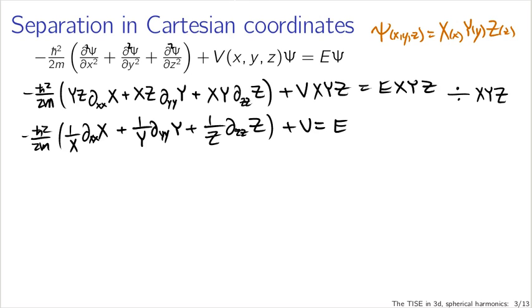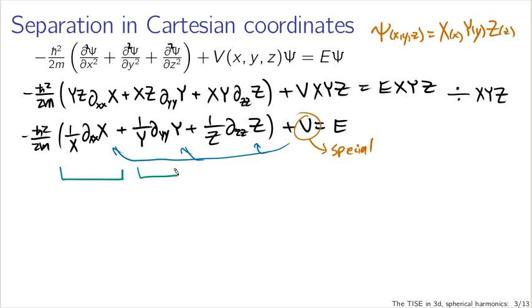Now if, and there have to be some special circumstances here, if I can express this V in some simple way, if this V does not depend too much on x, y, and z, or if it depends on x, y, and z in a way such that I can put the x-dependent parts there and the y-dependent parts there and the z-dependent parts there, I can split this up. Looking at this then, I have something that is a function only of x, something that is a function only of y, and something that is a function only of z, plus potentially some constants coming along for the ride.